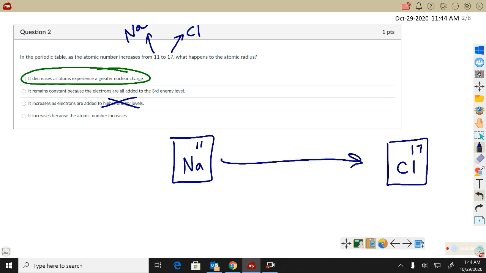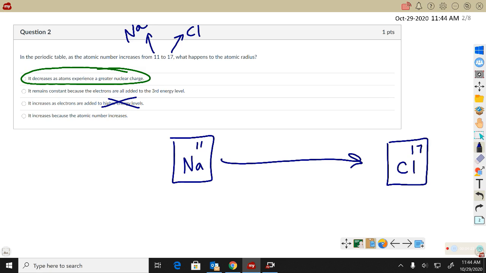Well, part of that is right. The electrons are all being added to the 3rd energy level, but not only are you adding electrons, but you're also adding protons. And so yes, the 4th statement is true. The atomic number increases, but it's not necessarily the nucleus that's making or having any effect on the radius.